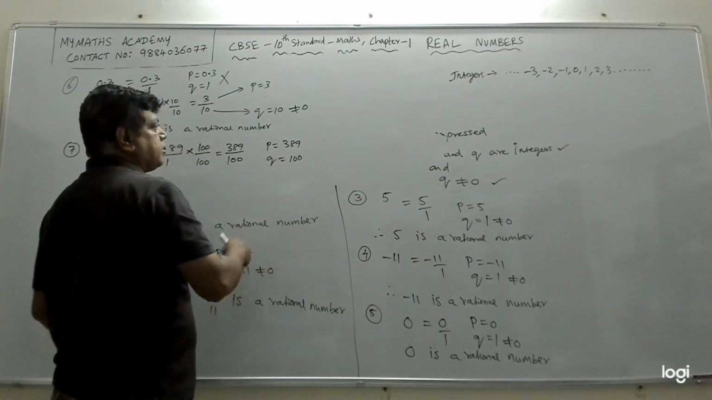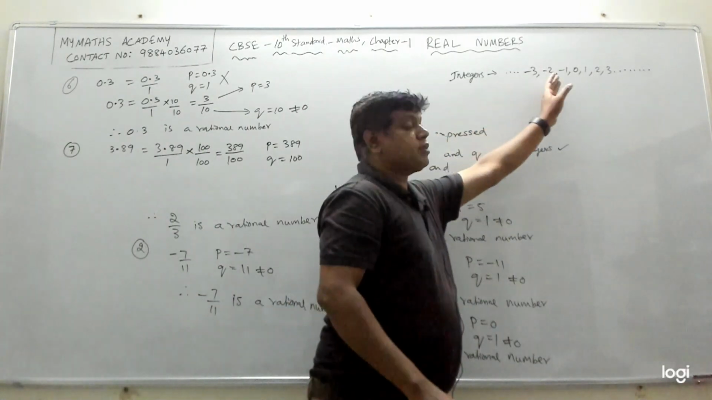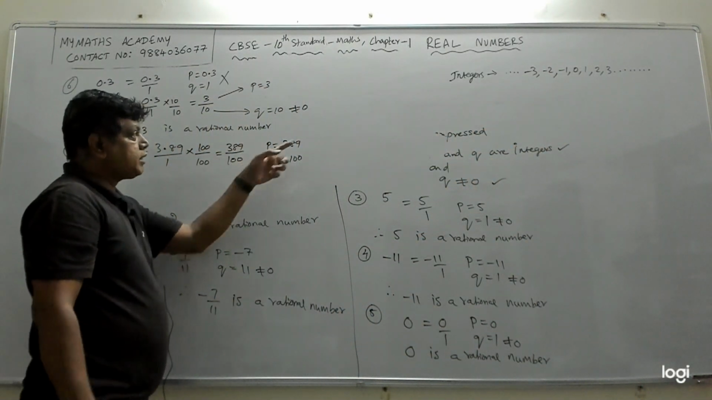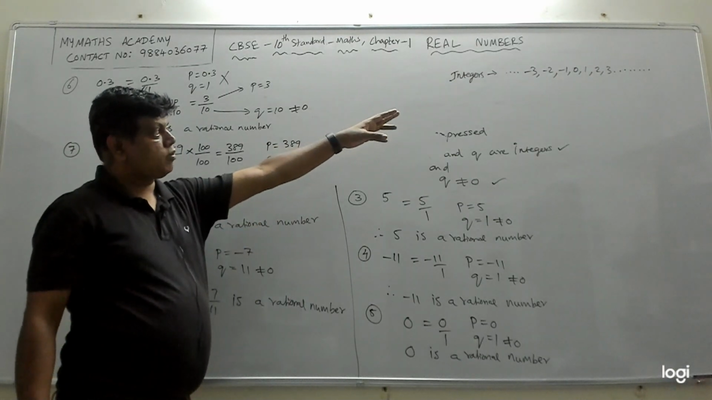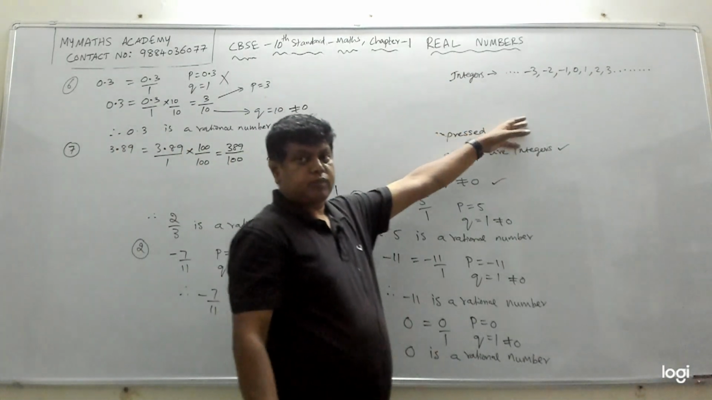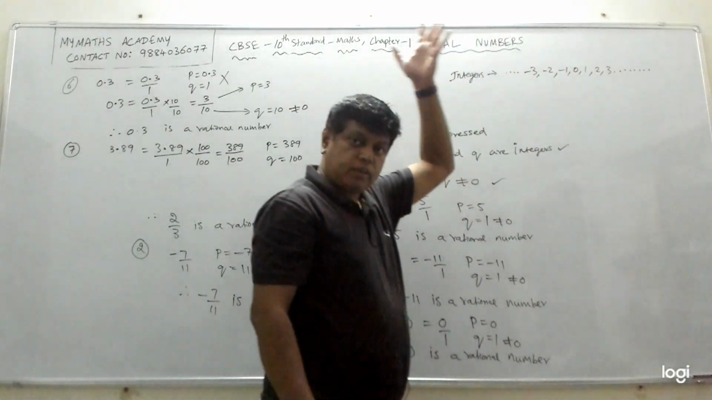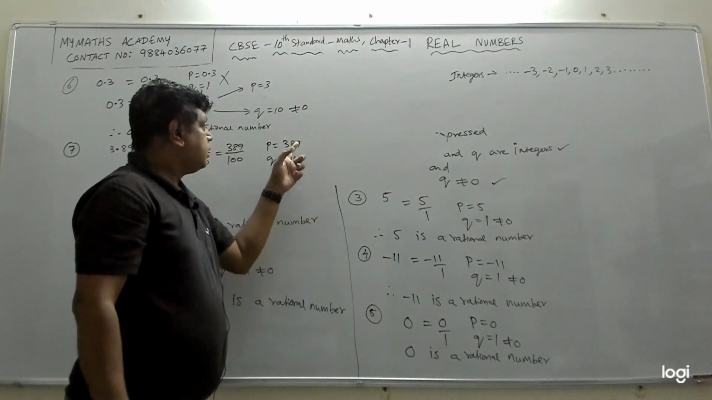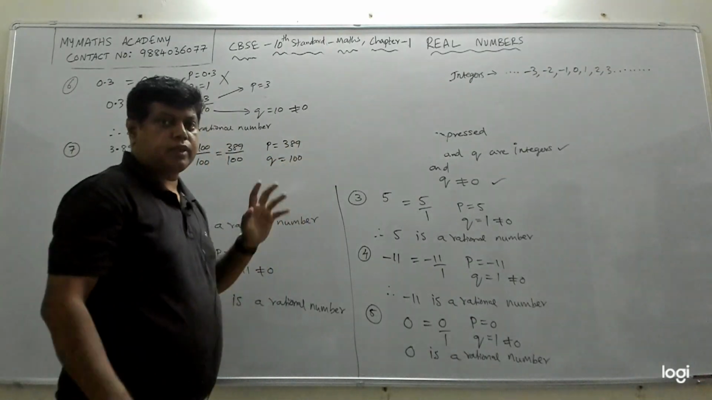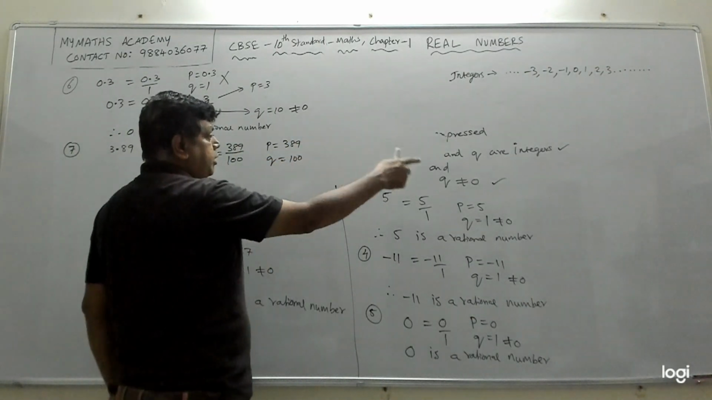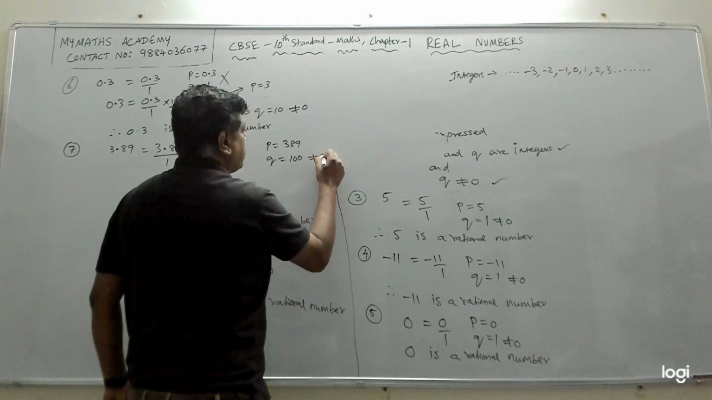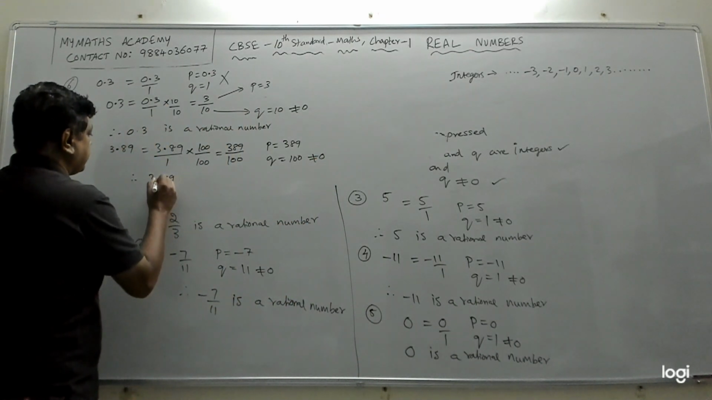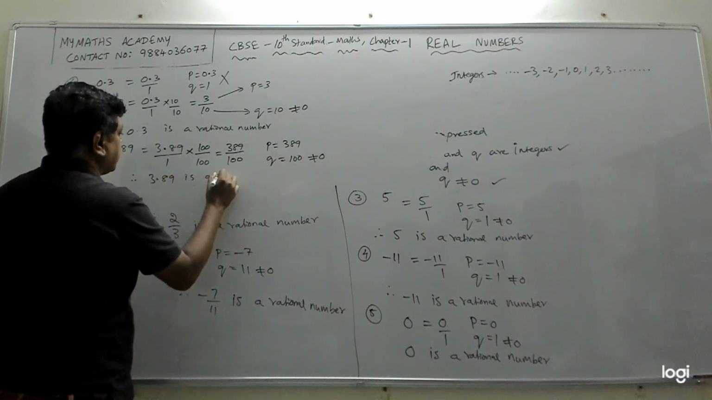Are they integers? Yes, they are. Both these numbers are integers, because if I keep on writing the number line, 1, 2, 3, up to 7, it goes on the left side also. So if I keep on writing, 100 will come, 389 also will come. So they are integers. And the denominator Q should not be equal to 0. It is not equal to 0. Therefore, 3.89 is a rational number.